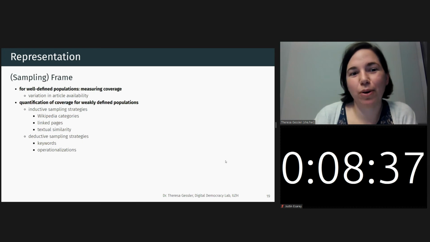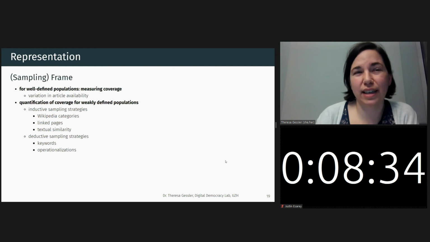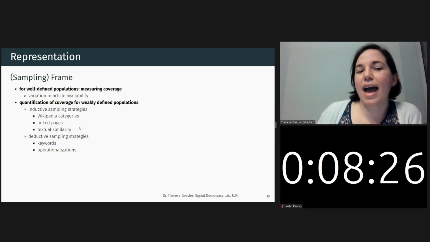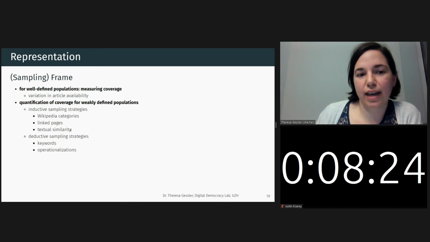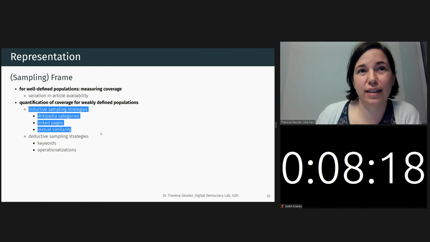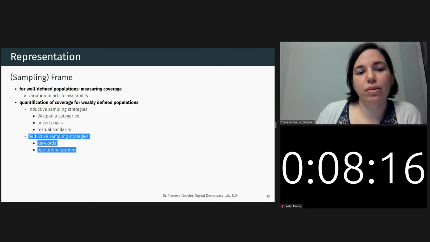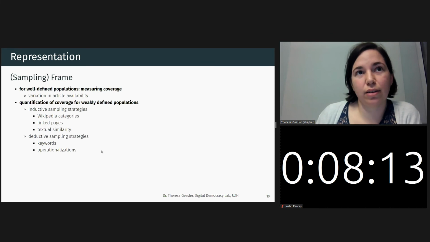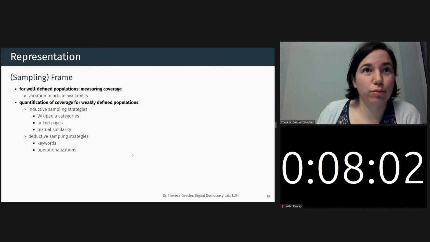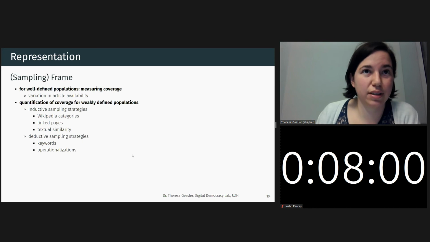In the paper, I propose other strategies as well, like using linked pages or using textual similarities to a core page that is kind of at the center of our interest. I can talk about that more in the discussion if you're interested, but basically all of these start from Wikipedia content itself. What instead I'd recommend is deductive sampling strategies. So some people have used keywords, for example, but also very clear-cut inclusion and exclusion criteria help to basically determine what is for us representative of a specific concept.